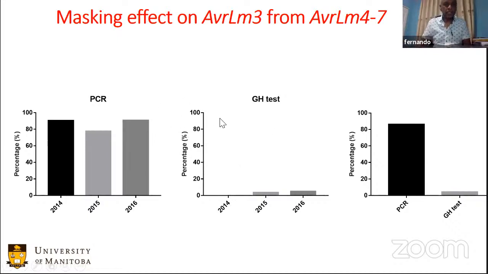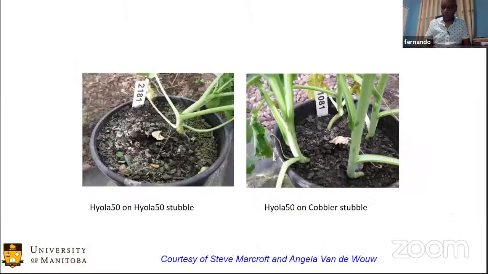So when you look at this, we were interested to see how many of these isolates are present as AVRLM3 but not showing the phenotype. And here's the PCR. When you do genotyping in 2014, 15, and 16, the isolates showed a high percentage of AVRLM3 presence in farmers' fields. But when we do the phenotyping with the same isolates, this is what you get. You hardly get the presence, because the phenotype is masked by AVRLM47. Because AVRLM47 is at a high percentage in these isolates, it is masking the effect of the pathogen.